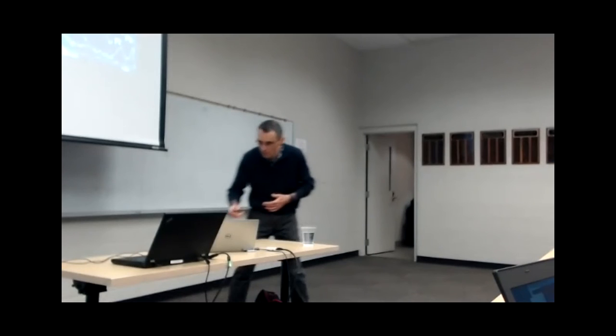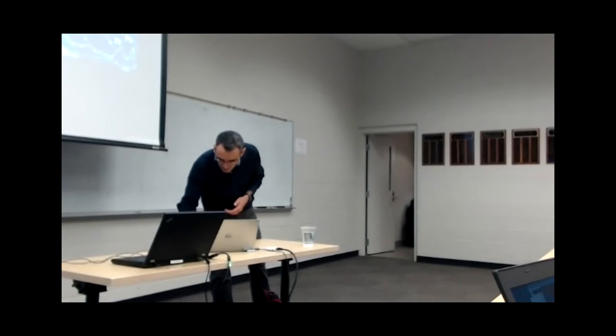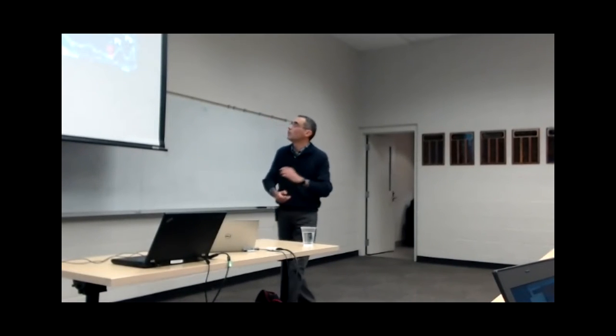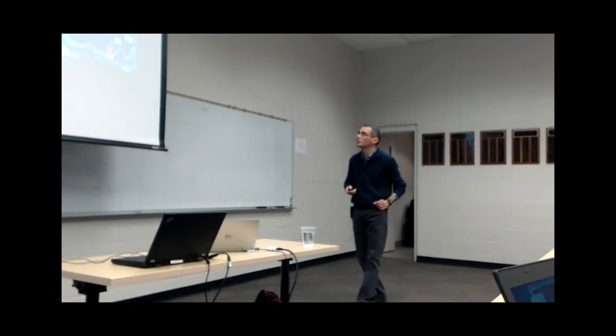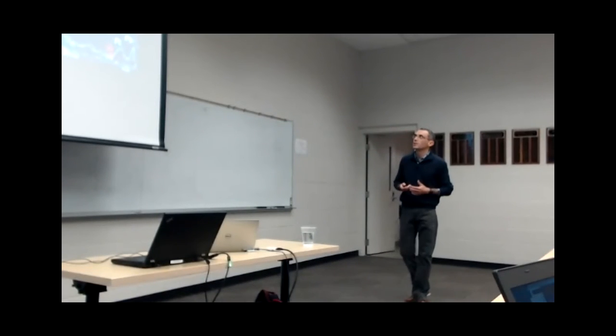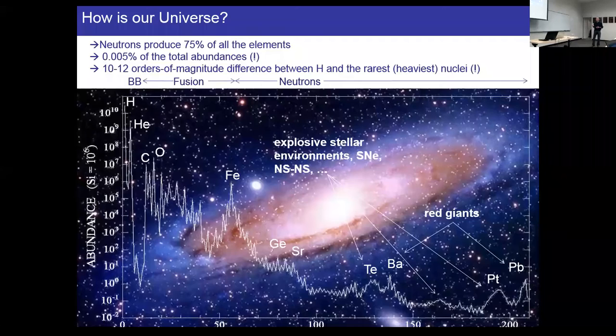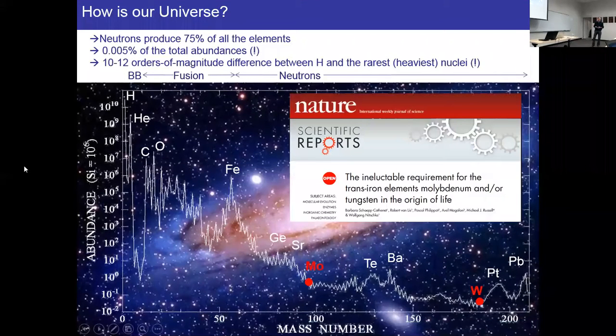And for those of you who like the link with the biology, I'd like to mention this publication here, which actually shows that heavy elements, in particular molybdenum and tungsten, are fundamental for explaining the origin of life, even in its most primitive form. So actually trying to understand the origin of the heavy elements is something which has a deep, a transversal impact in science in general.